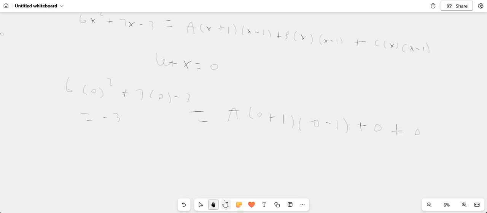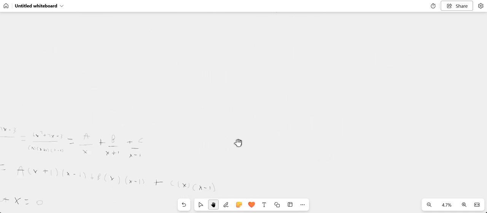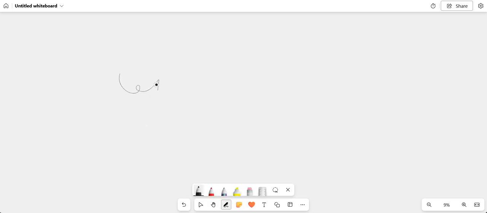Alright, cool, man. So now, that means that this is 1 times minus 1, which is minus 1. So if minus 3 is equal to minus a, that means that a must be 3, innit? Alright, next one's let x equal 1 to eliminate the x minus 1 bracket.